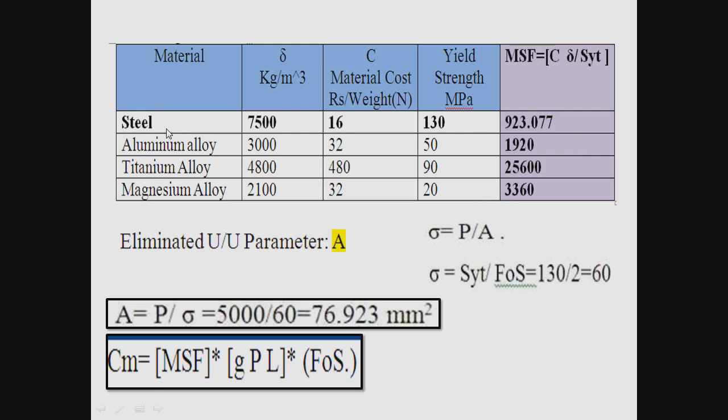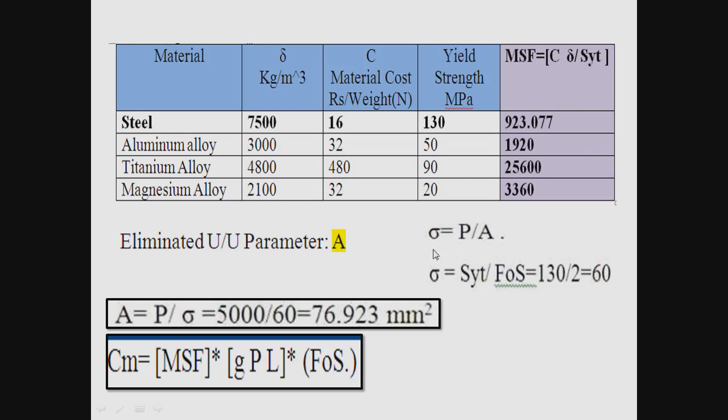Next, once you identify the material which you need to select so that the cost of the tensile bar will be minimum, use the parameter values of that material, that is density, material cost and yield strength, to find the dimensions. So here sigma is equal to P upon A. Sigma is SYT upon FOS. SYT given for the material we have selected is 130, divided by 2, it will be 60.